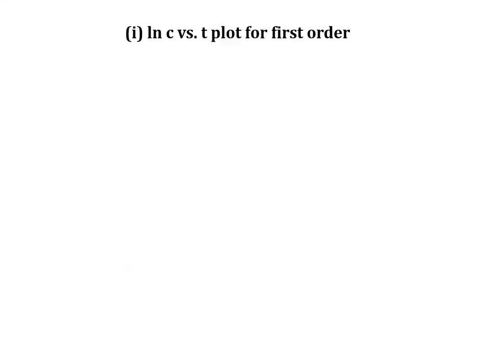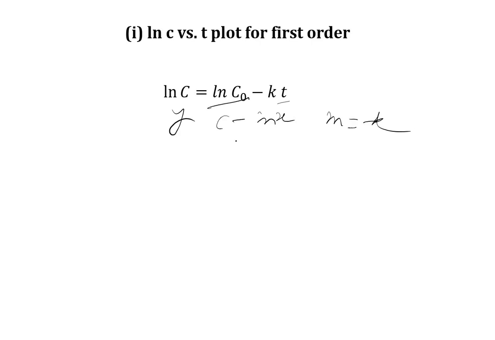ln C versus t plot for a first order reaction. Again, you have to just ponder about the equation, and that is simple. For a first order reaction, ln C is ln C0 minus kt. Again, this is going to be a straight line. This is y, ln C, and t is your x. So m is minus k, the slope is minus k, and this is your intercept. It is a y equal to mx plus c kind of equation, a straight line again, but with a negative slope because k is itself positive.